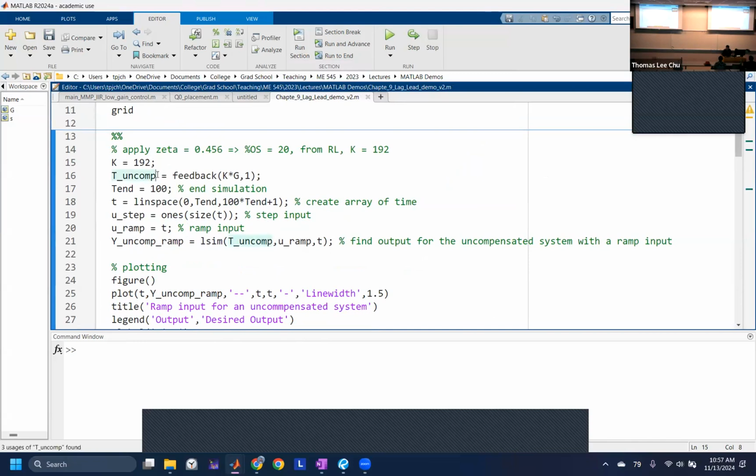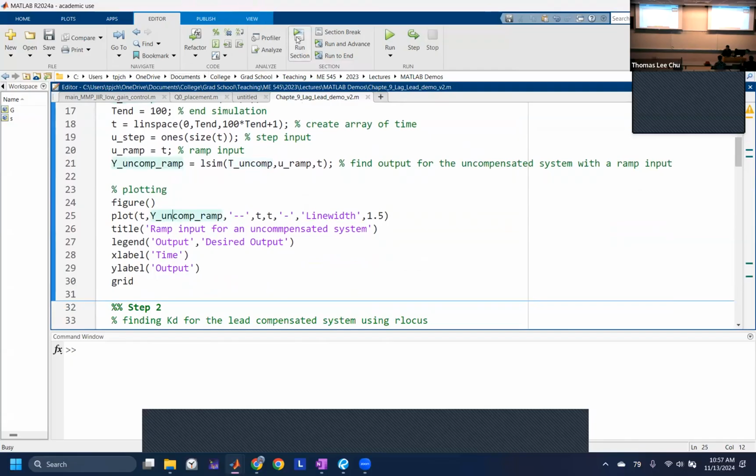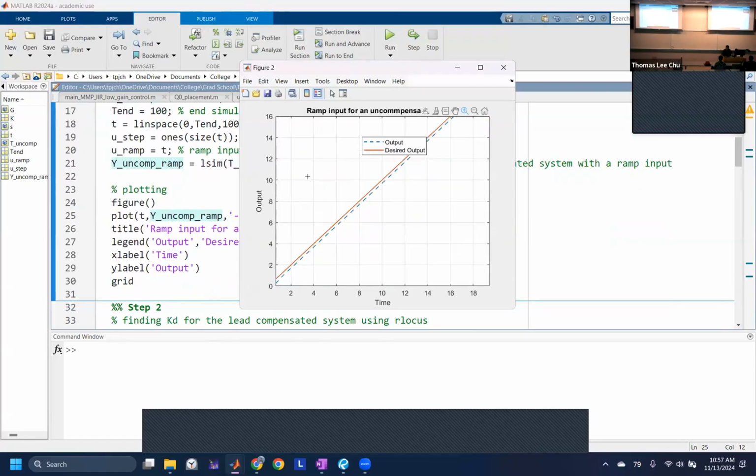Okay, so then from there, what I did was plot the uncompensated system with a gain of 192. You can't really see it because there's error, but if I zoom in here, you can see that there is error. The lines are parallel, meaning that the steady state error is constant.